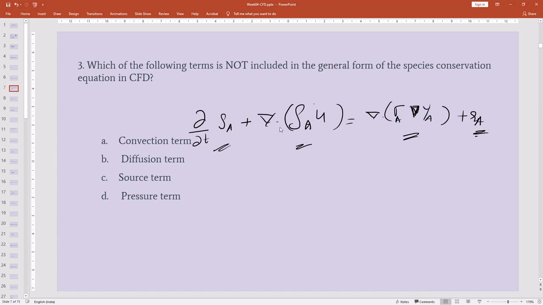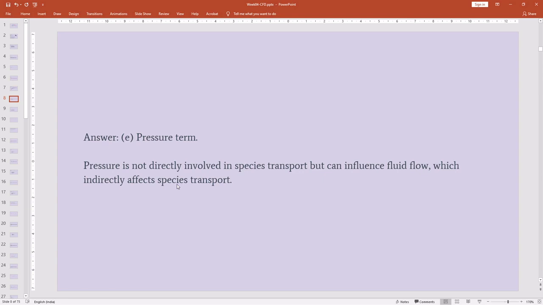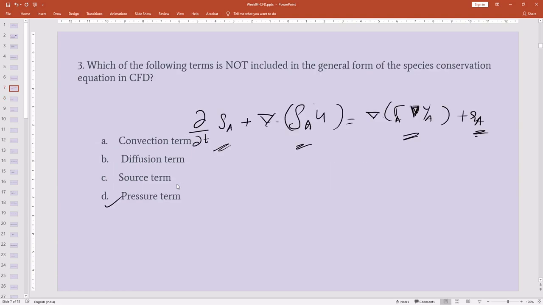So the only term missing from this equation is the fourth one, the pressure term, because for species transport, pressure is not directly involved. Pressure influences the fluid flow, which indirectly affects the species transport. So the question was about which of the following terms is not included in the general form. Here, as in our momentum transport equation, we don't have a pressure term in this equation. So our answer is D.